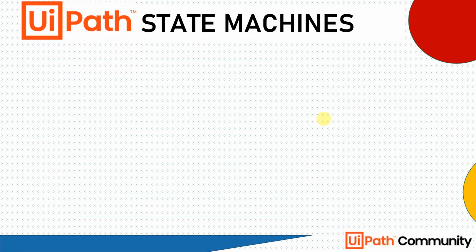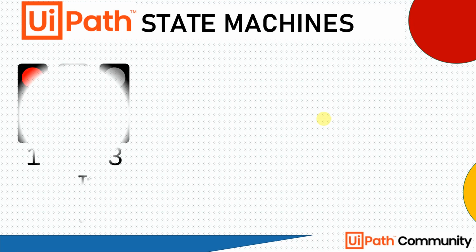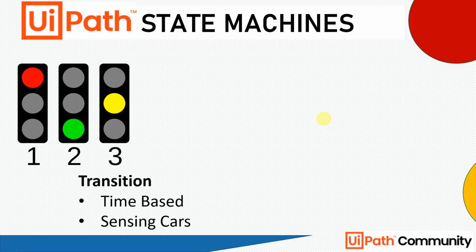Before directly jumping into the state machine definition and all the steps, let's see what exactly is a state machine with the help of an example. So we all have seen the traffic lights, right? It turns from green, then red to yellow, and then again it switches back the state. So a traffic signal is nothing but a state machine.